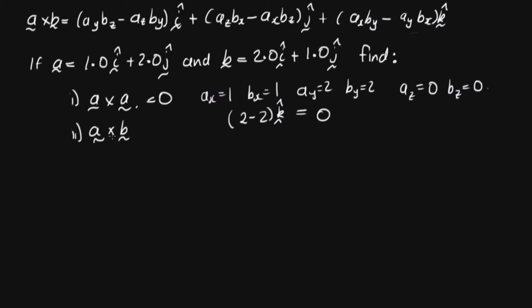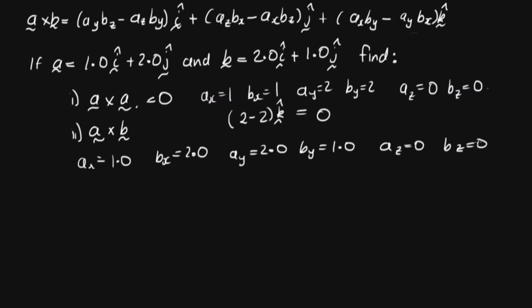Okay, so part 2, this one won't be 0. We now need to find a cross b. So for a cross b, let's do what we did up here and write out each of these components. So we've got ax, that's the component of a in the I direction, is 1, and bx is equal to 2. We've got ay is equal to 2, and by is equal to 1, and az is equal to 0, bz is equal to 0.